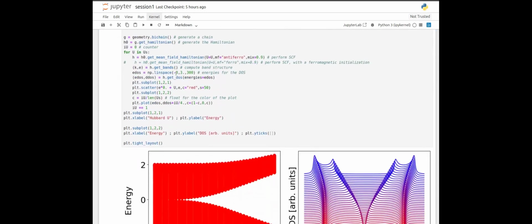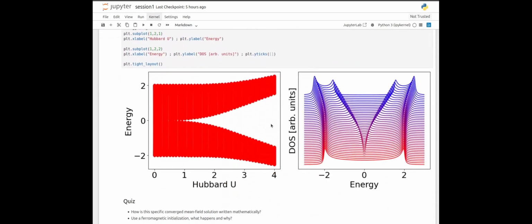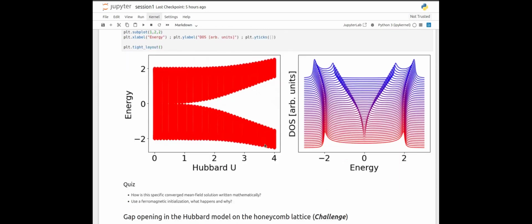And the result of this is what you see in these two plots over here. They effectively show the same information. It's just that the one on the left shows the eigenvalues and the one on the right shows the density of states. And so what you see is that at zero interaction, you have a continuum of states, the same as you see as the red curve over here. And then as you increase the value of the interaction, you start opening up a gap that at very large values of the interaction becomes simply linear with the Hubbard interaction U.